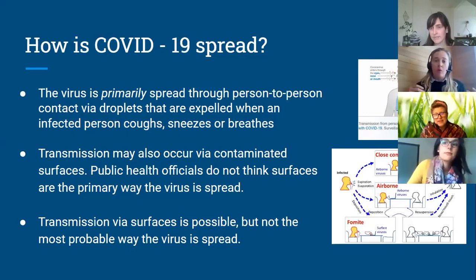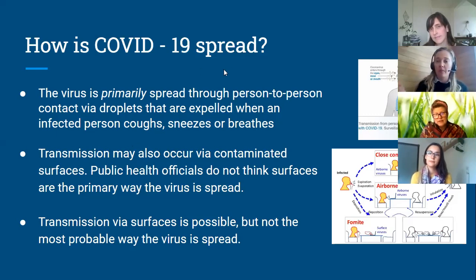So the way that people get it, the way that it's transferred so well in family units because we're so close together, or think of the meatpacking industry, or think about other places that people are in close proximity to each other. That's because those droplets have entered our mucous membranes.